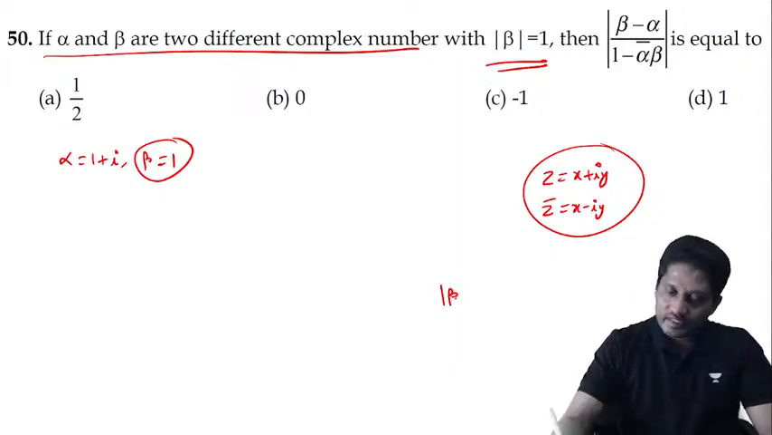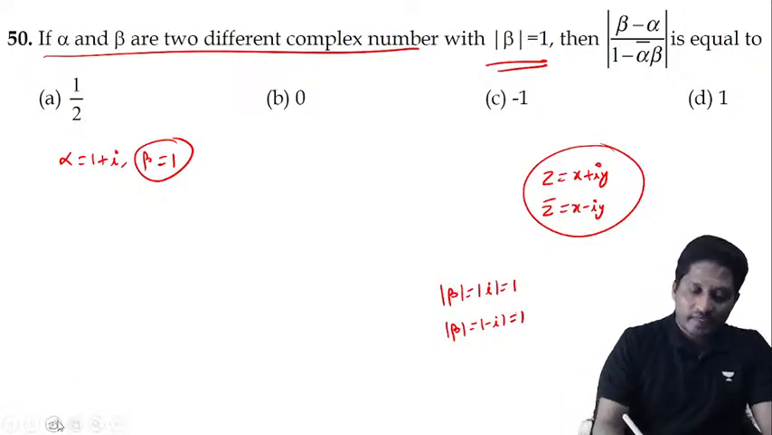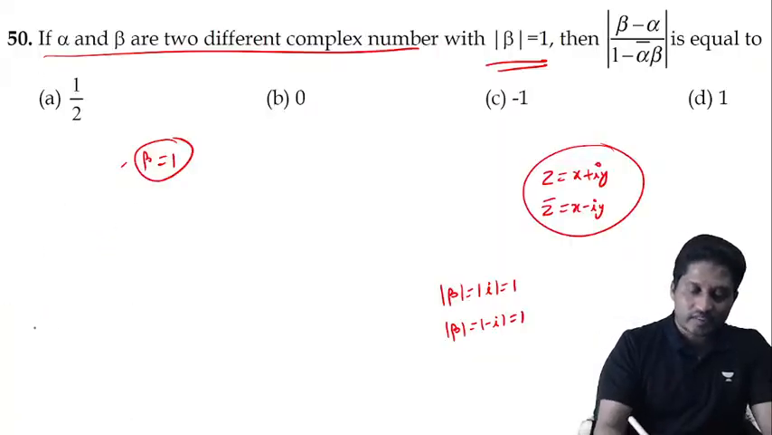If suppose beta is i, its modulus will still be 1. If suppose beta is minus i, modulus is still 1. So you can choose any of these based on the given conditions. Alpha, beta are really two different complex numbers, so alpha also I can take as any complex number. So I'm going to take alpha is equal to 1 plus i. Obviously alpha bar is equal to 1 minus i.